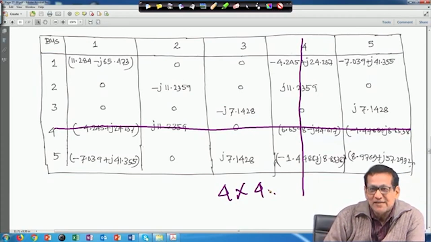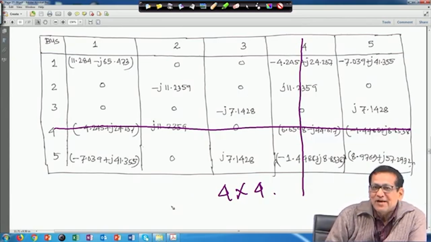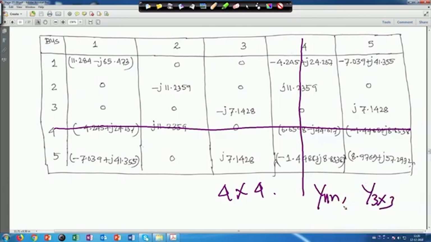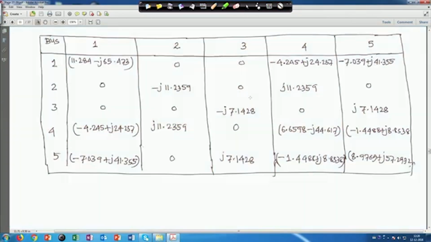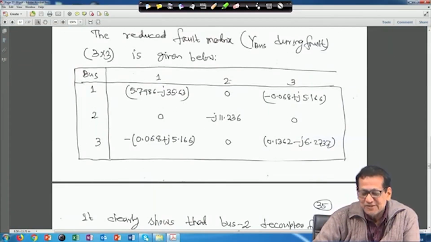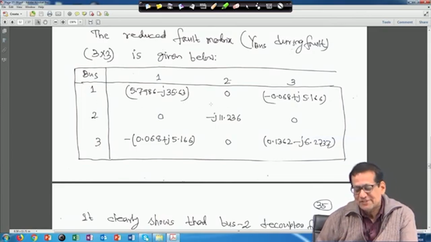It will be a 4 into 4 matrix, right, but you have 3 machines. So, in that case this will be a 4 into 4 matrix. So, YNN, right, it will be actually Y 3 into 3, YNN, YNR, YRN, YRR, right. After that, the same philosophy applies to the Y matrix reduction that has been done. So, that is why this Y reduced matrix will be 3 into 3 during fault, because 3 machines were there. So, we have reduced this one to 3 into 3.